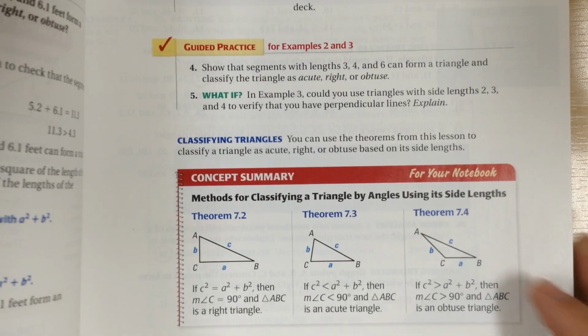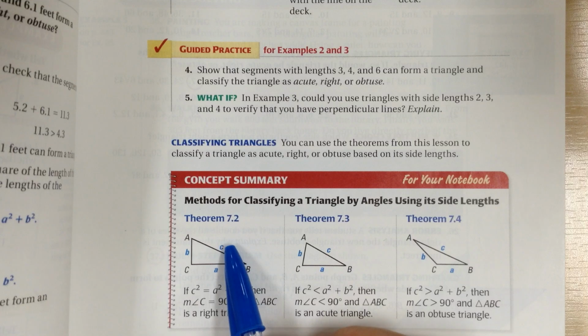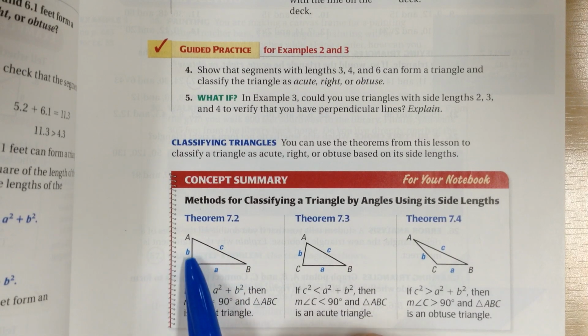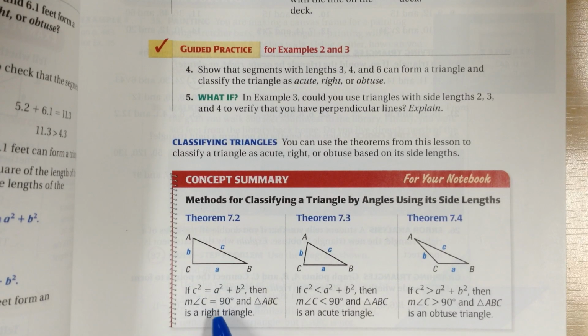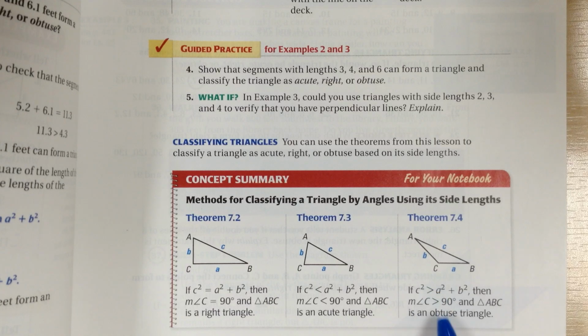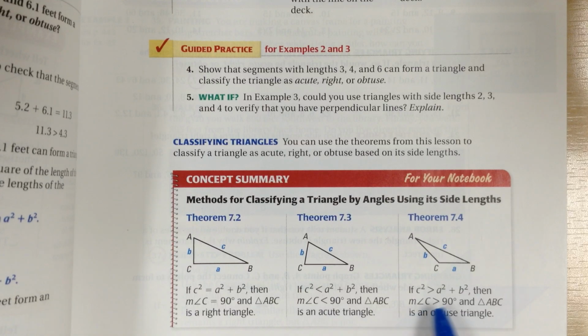Again, remember this is the main concept for this lesson. You compare c squared with a squared plus b squared and see how they come out. If it's equal, then the angle is 90 degrees. If it's less than, it's less than 90. If it's greater than, it's greater than 90 degrees. From there, you're able to classify your triangle. If it's equal to 90 degrees, it's a right triangle. If it's less than 90 degrees, it's an acute triangle. If it's greater than 90 degrees, it's an obtuse triangle.